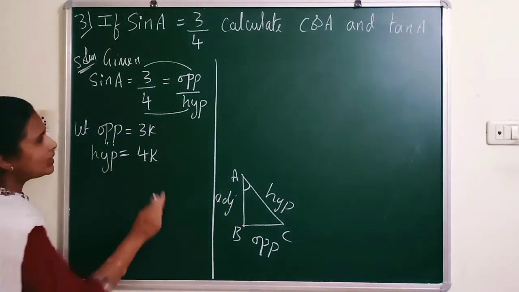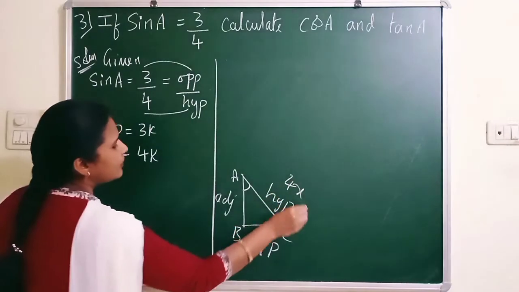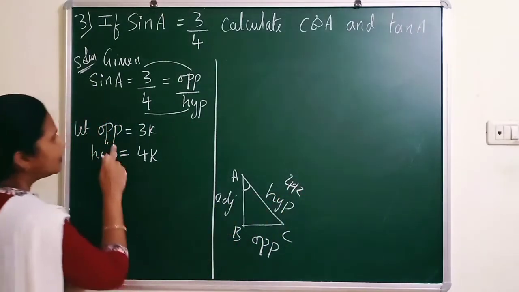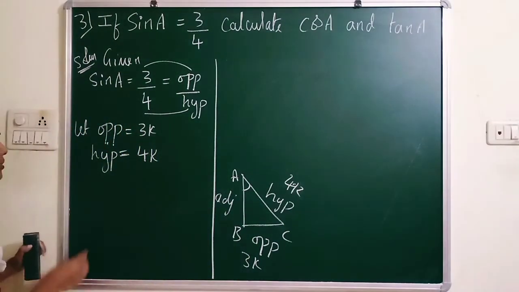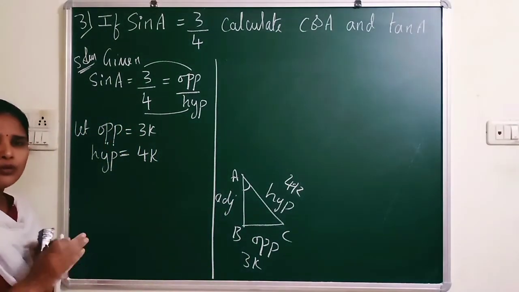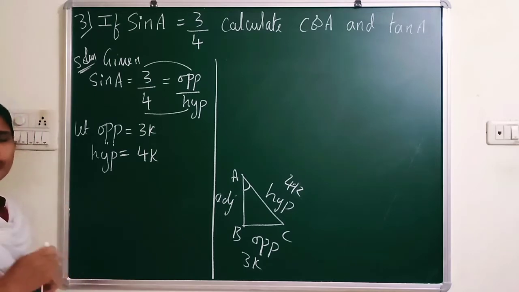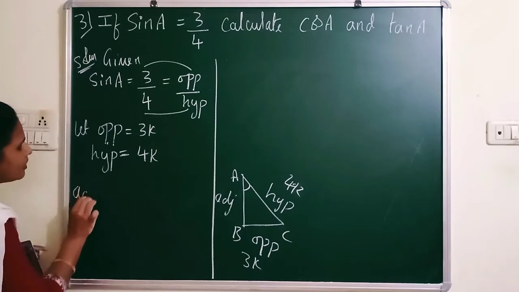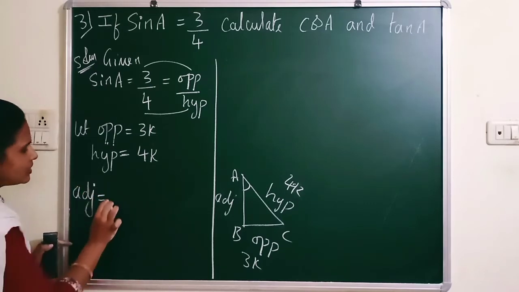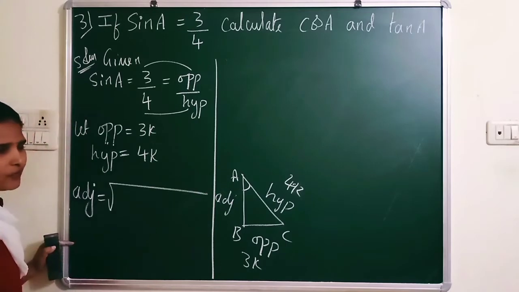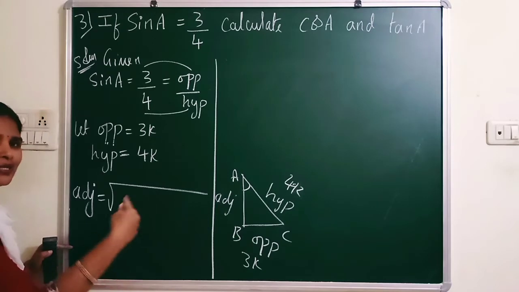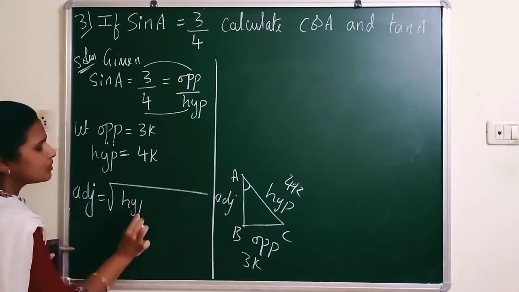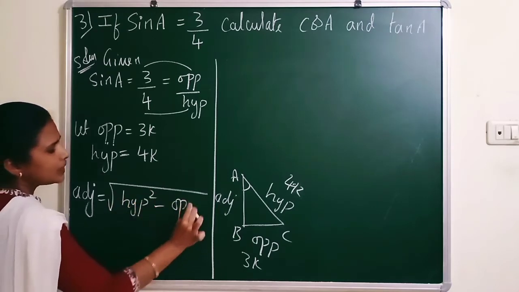Now which is missing here? Hypotenuse is 4k and opposite is 3k. So what do I have to find? I have to find adjacent. So how to find adjacent? I already told you, don't use two to three steps to find the adjacent. Try to write the direct formula. So what is adjacent? Adjacent is equal to root of, because adjacent is not the hypotenuse, we have to subtract. That is hypotenuse square minus opposite square.